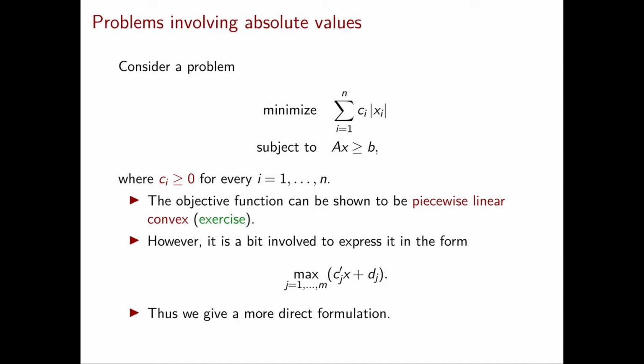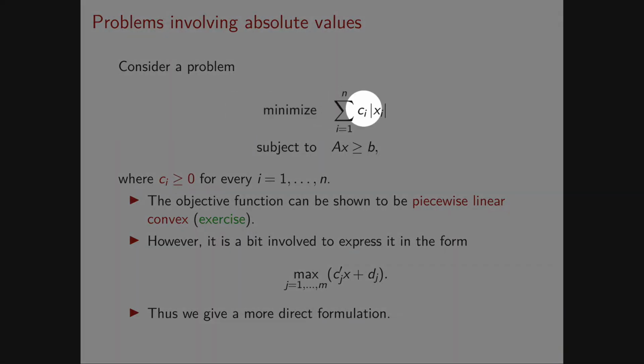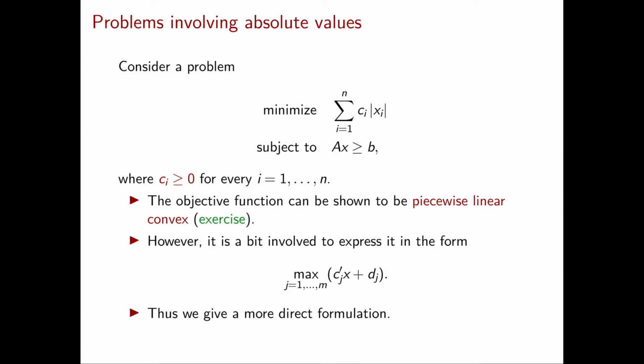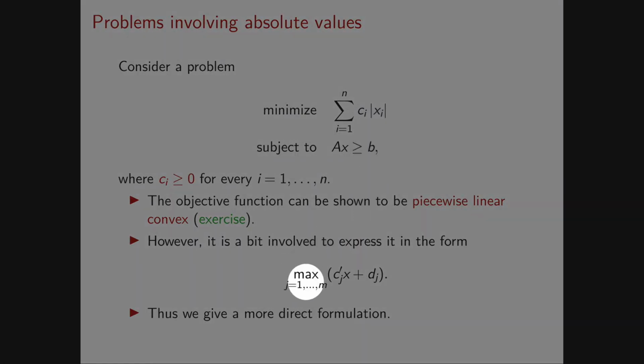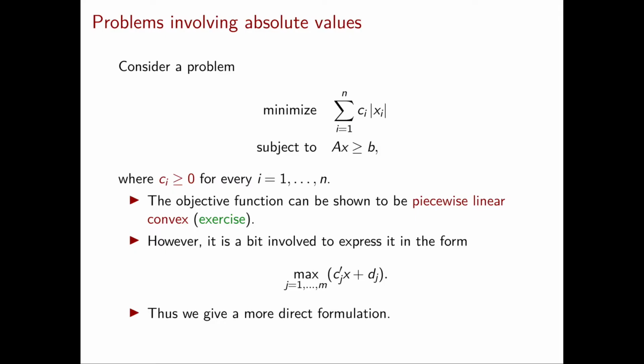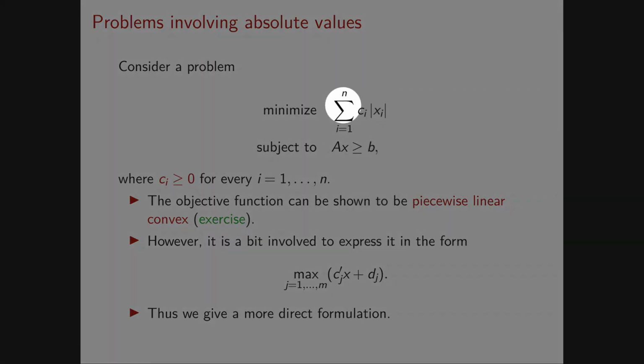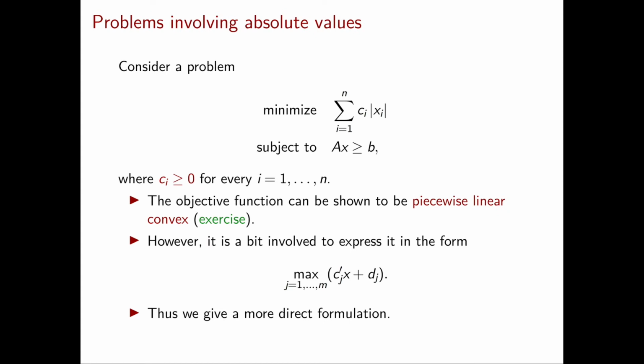Now it can be shown that this is just a special case of what we have just seen, namely that the objective function, the sum of ci times absolute value of xi, is in fact a piecewise linear convex function. In order to show this, you would need to write it down as the max of a number of affine linear functions. And once you've done that, then you can write this optimization problem as a linear programming problem as discussed previously. However, this requires some work, and there's a much quicker way to deal with this optimization problem.